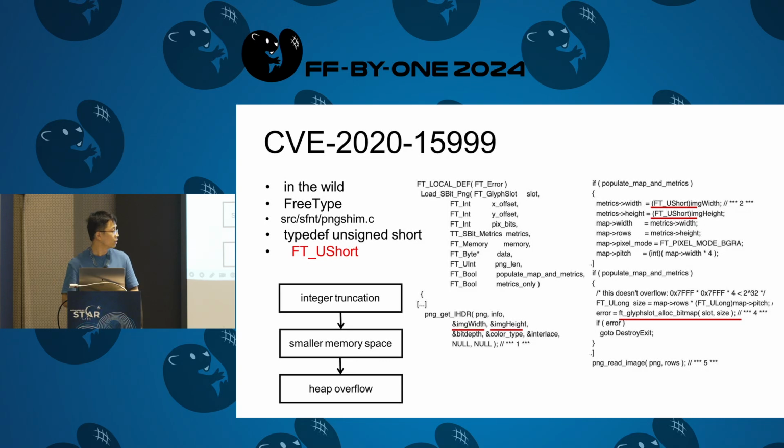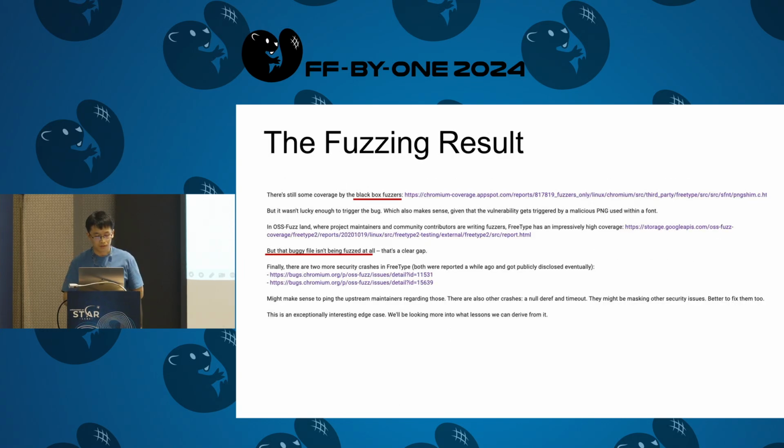So normally this isn't a vulnerability that is difficult to find, but why didn't the fuzzer find it at that time? From the fuzzing test results, you can see that black box fuzz tools and the fuzzers corresponding to the OSS-Fuzz platform were used to test this code repository, but the bitmap file isn't being fuzzed at all. So that is a very clear gap.